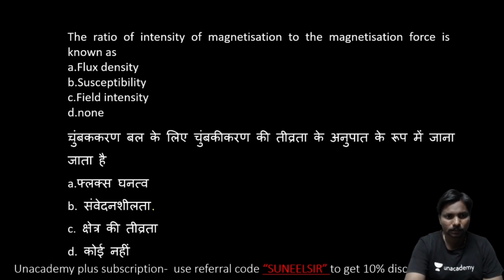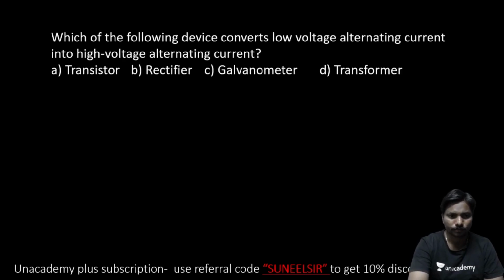Coming to the next one, the ratio of intensity of magnetization to the magnetizing force is known as dash. That is nothing but susceptibility. Susceptibility is the ratio of intensity of magnetization to magnetizing force.